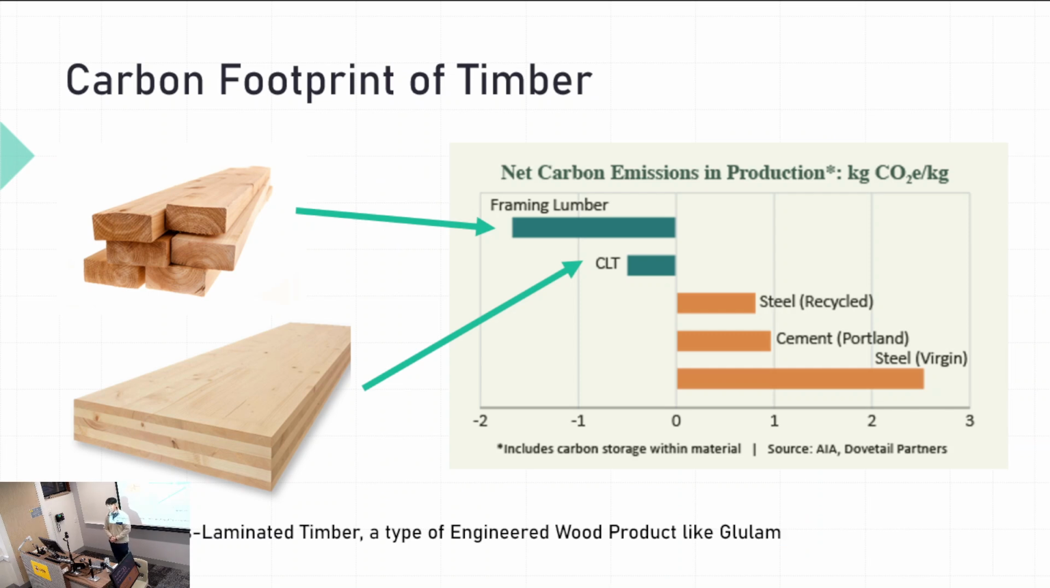As you can see from this graph, for example, the net carbon emissions from the material of timber, when we're including the carbon storage potential, is actually a net negative. And for CLT, so this is cross-laminated timber, this is an engineered wood product. Because of the extra processes required to manufacture CLT, the net carbon emissions aren't as low as raw lumber, but still net zero essentially for carbon.